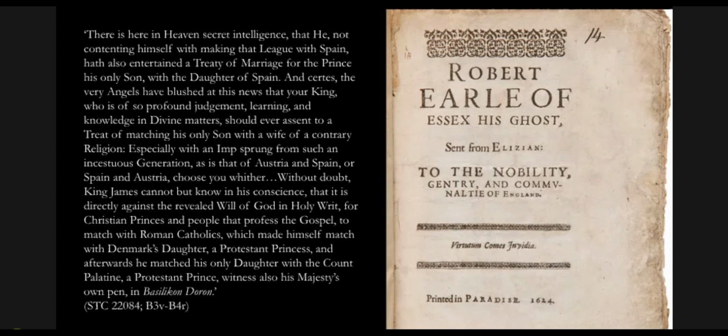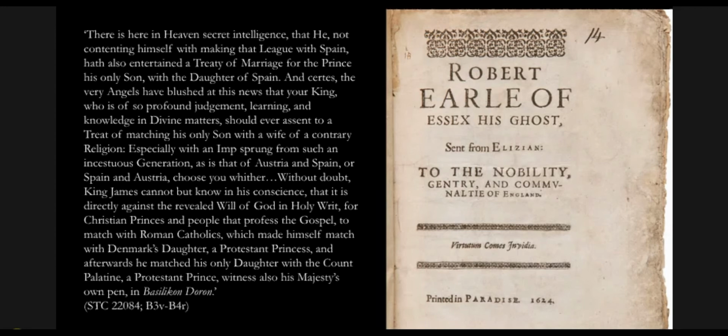Without doubt, King James cannot but know in his conscience that it is directly against the revealed will of God in Holy Writ for Christian princes and people that profess the gospel to match with Roman Catholics, which made himself match with Denmark's daughter, a Protestant princess, and afterwards he matched his only daughter with the Count Palatine, a Protestant prince. Witness also his Majesty's own pen in Basilikon Doron.